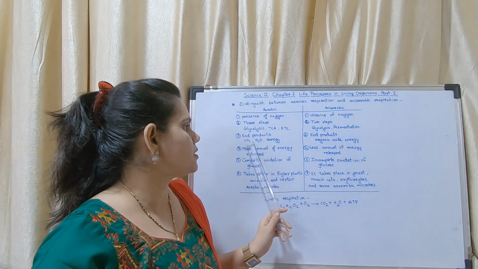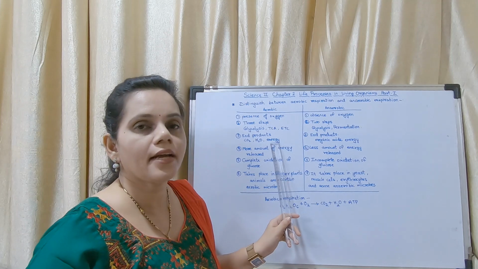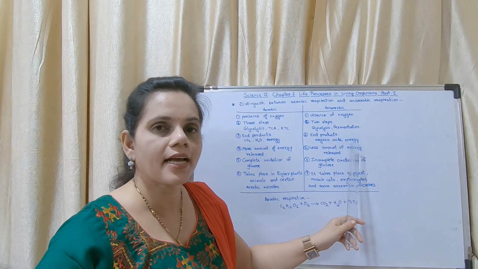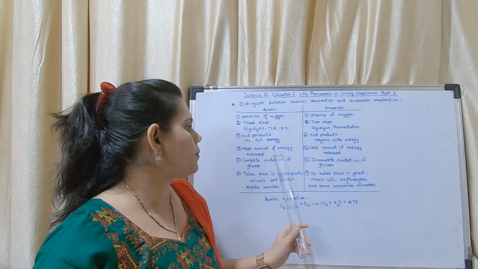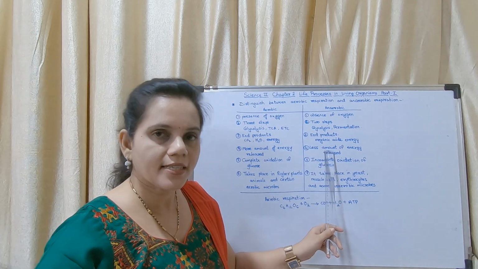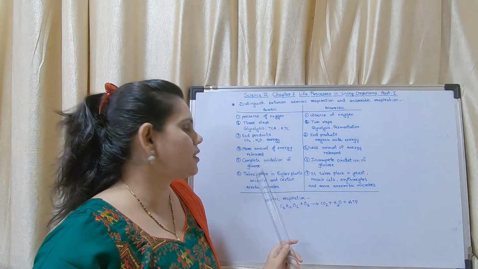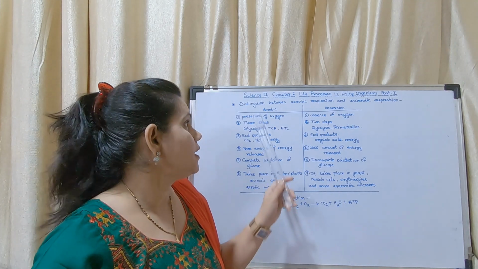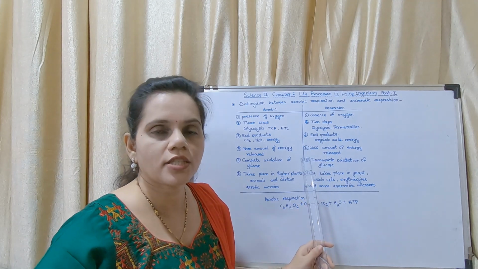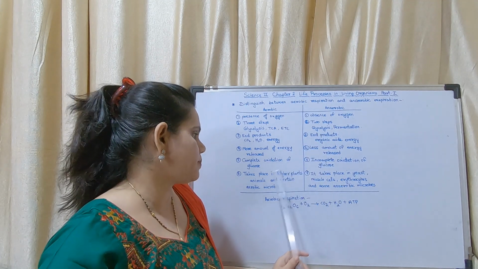In aerobic respiration, end products are CO2, H2O, and energy. In anaerobic respiration, the end products are organic acids and energy. More energy is released in aerobic respiration, less energy is released in anaerobic. Complete oxidation of glucose takes place in aerobic respiration. Incomplete oxidation of glucose takes place in anaerobic respiration.